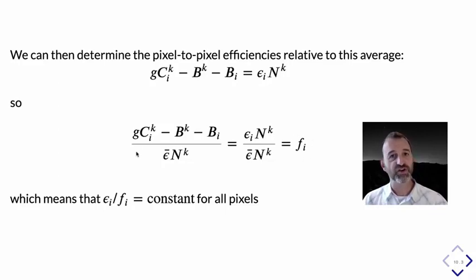Again, these are all things we can measure. We can look at one pixel in this flat field image and get this quantity here, the ith efficiency times the number of photons, divided by the average of the whole image. Again, this is just one pixel's number. This is the average of the whole array. And that gives us this for every pixel in the array.